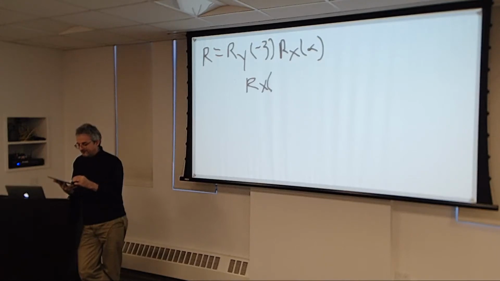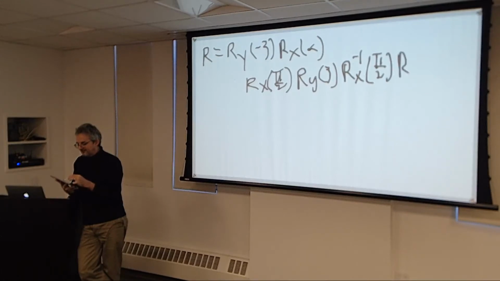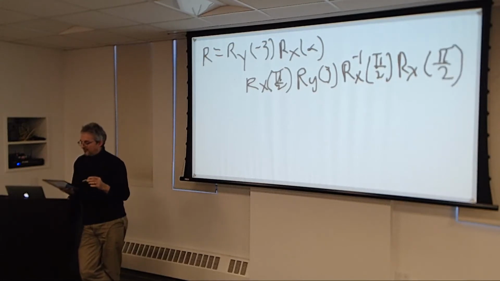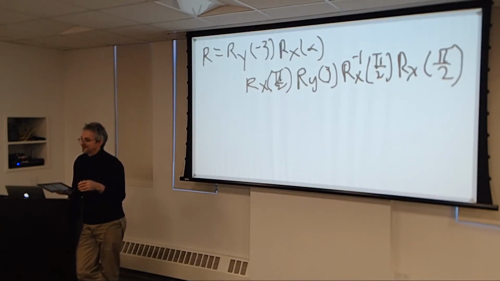Rx pi over 2, Ry zeta, and then I'm putting on this side Rx to the minus 1 pi over 2, Rx pi over 2, where Rx to the minus 1 is the inverse rotation by 90 degrees, which will be the same as a pi over 2 rotation around minus x, or a minus pi over 2 rotation around x.